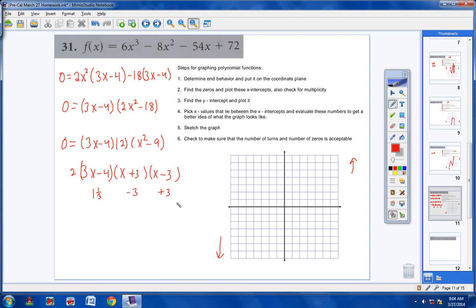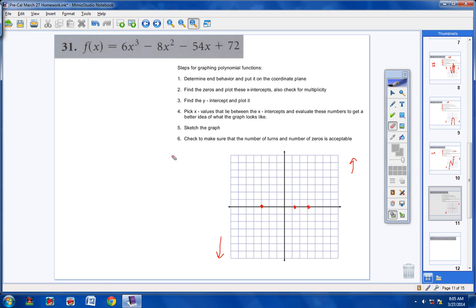So my x-intercepts will be at -3, +3, and then 1 1/3. So there's your zeros right there. Okay? All right, let's go ahead and move on. Step 2 says to find the y-intercept and plot it.